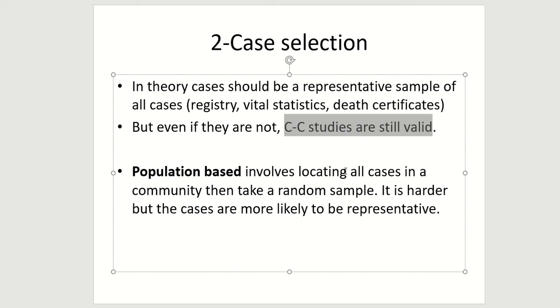Population-based involves locating all cases in a community and then taking a random sample. It is harder, but the cases are more likely to be representative. If you are able to find all the cases within a population and take a random sample, that would be perfect. How do you think this is possible? How do you think you're able to find all the cases?